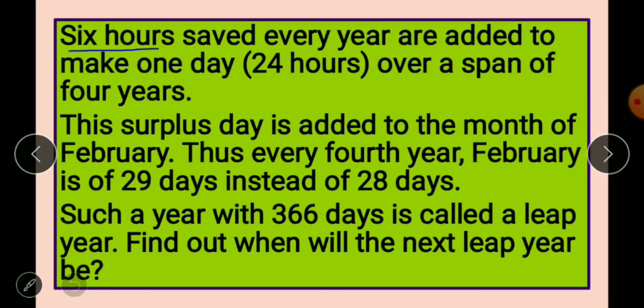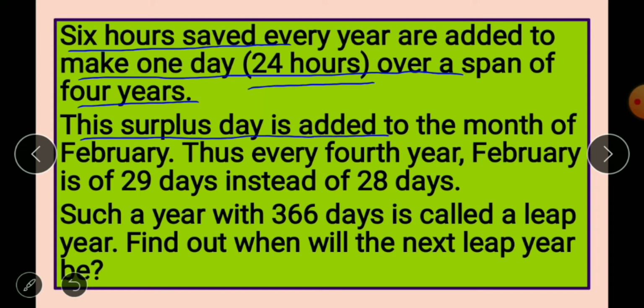The 6 hours saved every year are added to make one day of 24 hours over a span of 4 years. As you all know, there is a leap year in which February is of 29 days. So the 6 hours saved for 4 years become 1 day, 24 hours, and they are added to the month of February. Thus, this surplus day is added to the month of February, and every fourth year, February is of 29 days instead of 28 days.